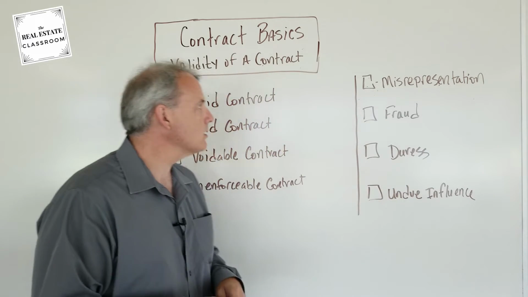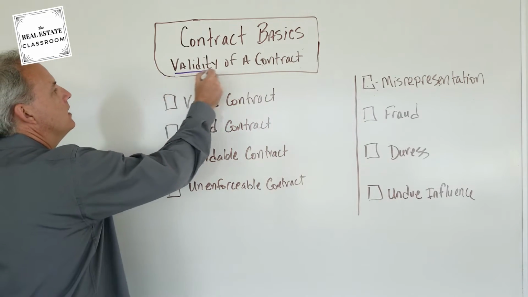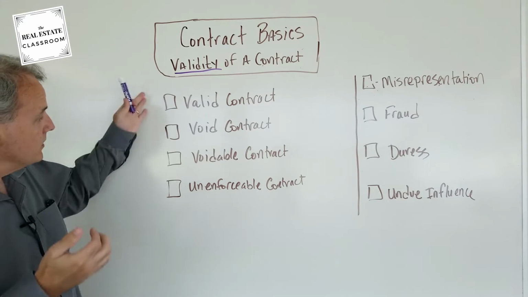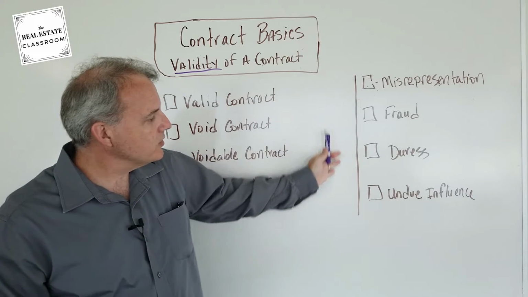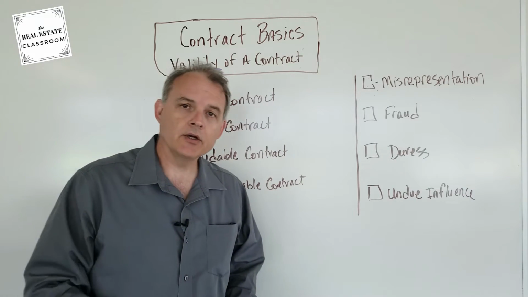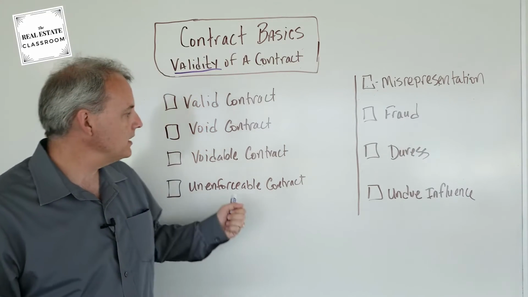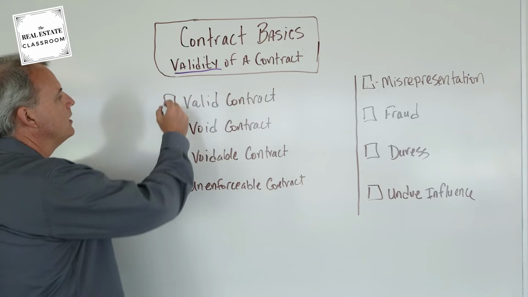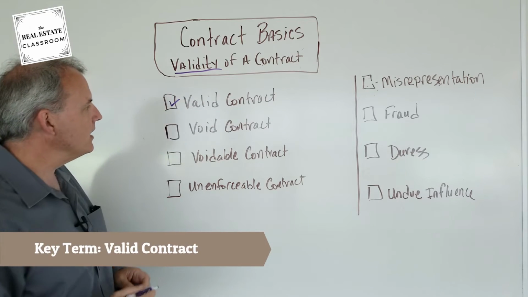All right, today we're going to talk about the validity of a contract, and there are 4 areas I want to discuss. These 4 here. Then we're going to run into the situations or scenarios that can impact the validity of our contract. All right, so let's start with the first concept, and that is a valid contract.